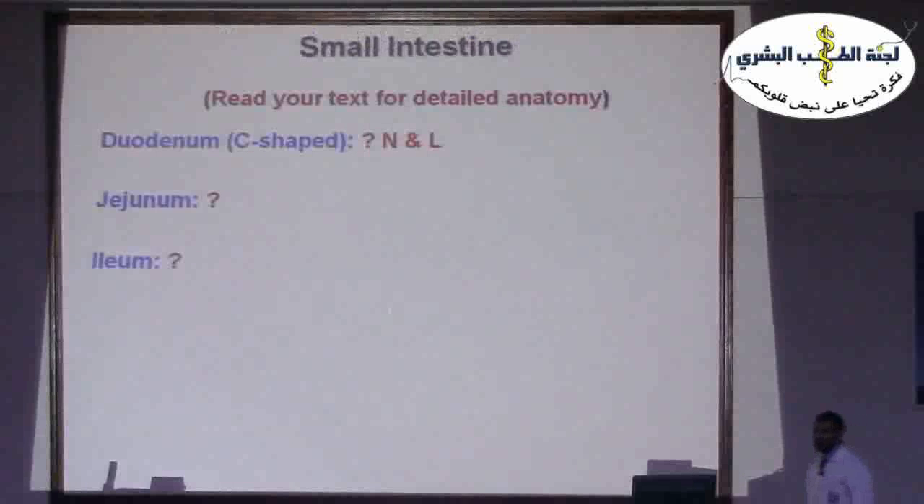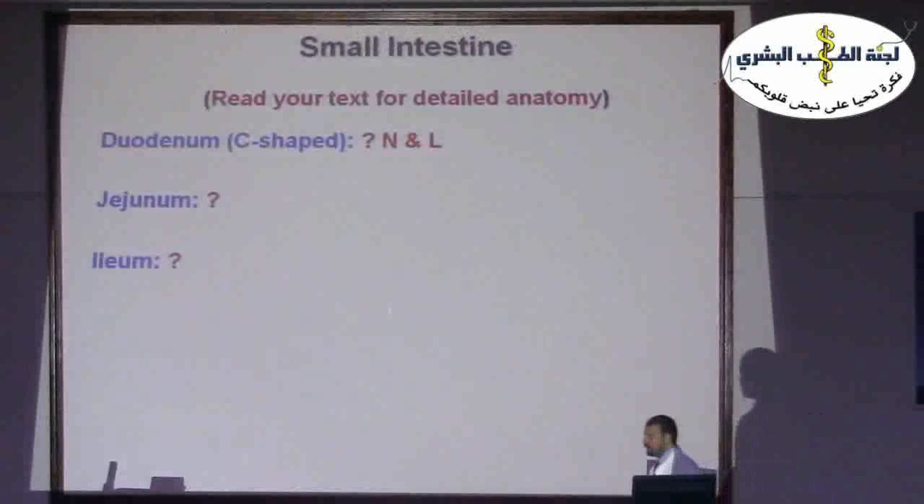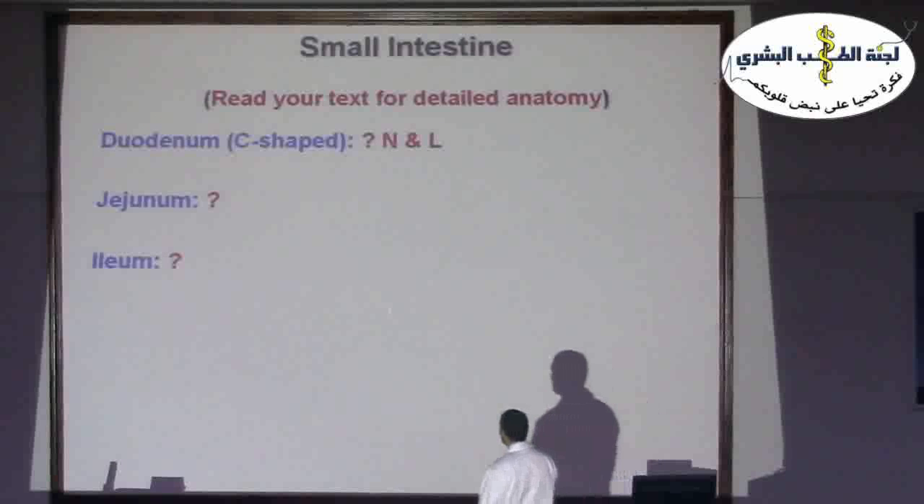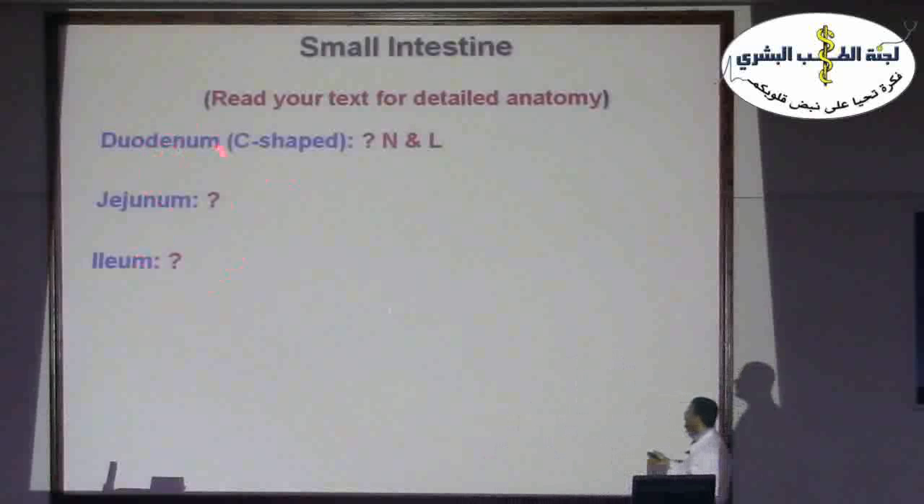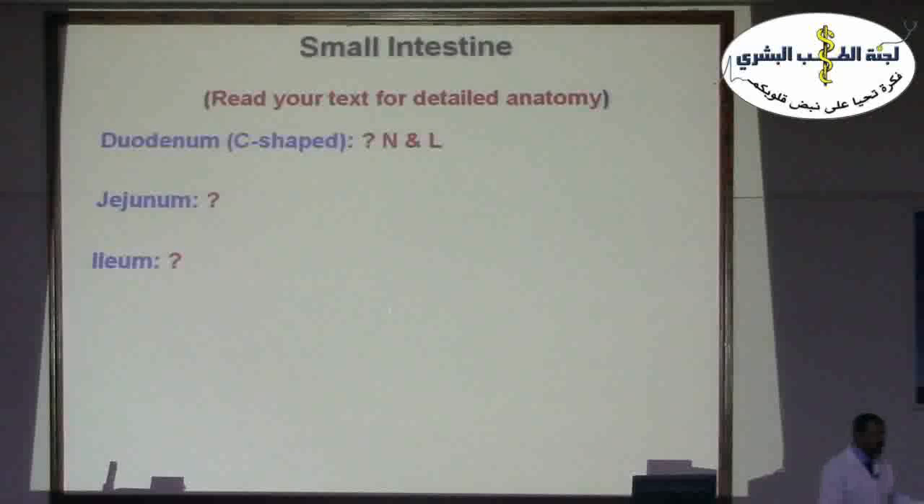Small intestine, again, you have to read your text for more details. However, it is subdivided into the duodenum, jejunum, and ileum. Duodenum is Latin for 12. We said the length of the duodenum in each individual body is as long as the breadth of 12 fingers. That's why we call it the duodenum. Duodenum length is around 25 to 30 centimeters. It is intra or retroperitoneal.